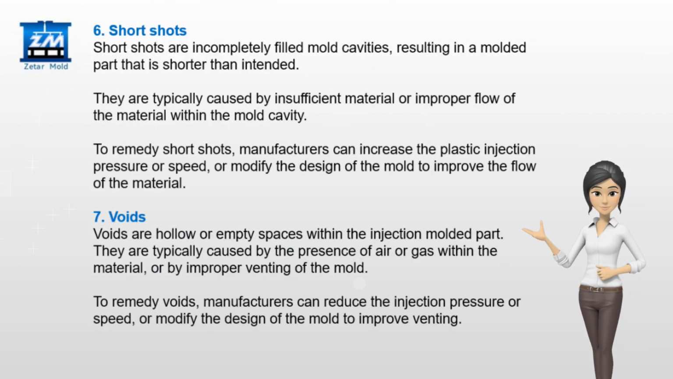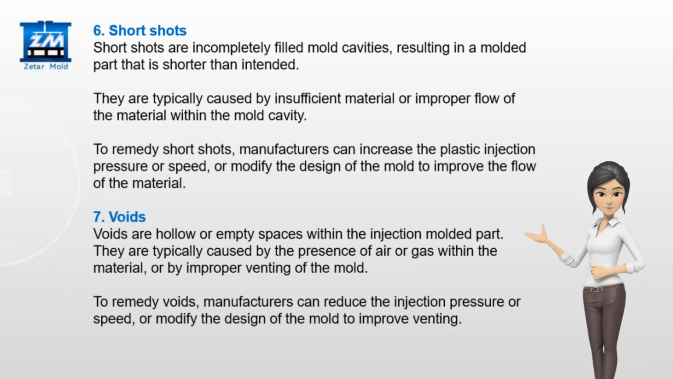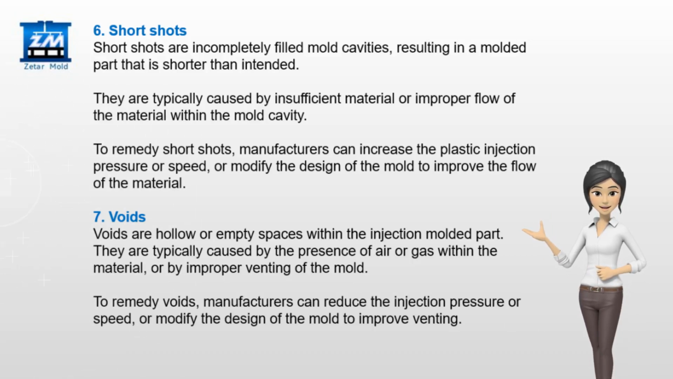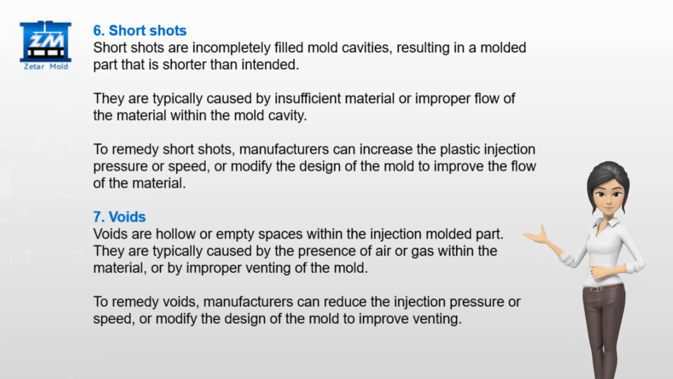Short shots are incompletely filled mold cavities, resulting in a molded part that is shorter than intended. They are typically caused by insufficient material or improper flow of the material within the mold cavity. To remedy short shots, manufacturers can increase the plastic injection pressure or speed, or modify the design of the mold to improve the flow of the material.